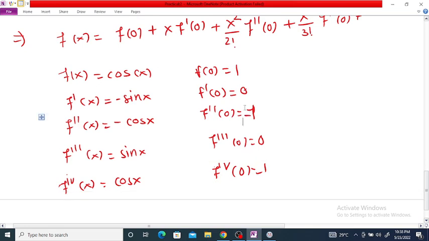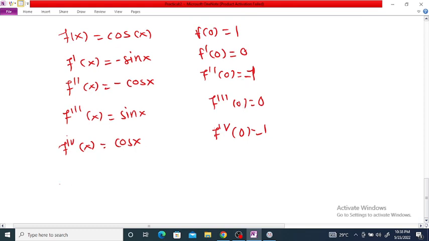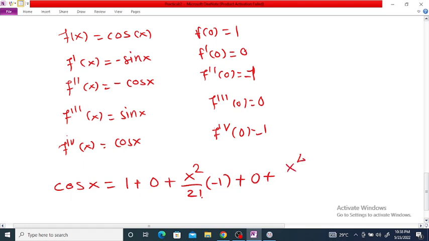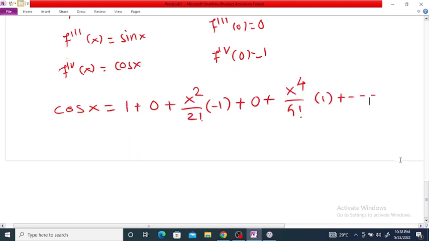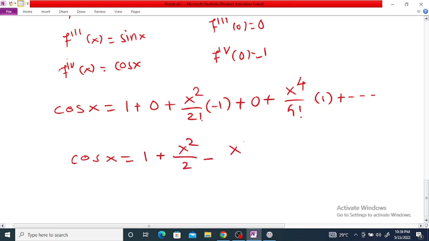Okay, so if you substitute these values, we get cos x is equal to f of 0, which is 1, plus f dash 0 which is 0, plus x square by 2 factorial into f double dash 0 which is minus 1, again 0, and the fourth derivative gives x raised to 4 divided by 4 factorial into 1, and so on. So if you simplify this, we get cos x is equal to 1 minus x square by 2 factorial plus x raised to 4, here not plus, I am writing once again.